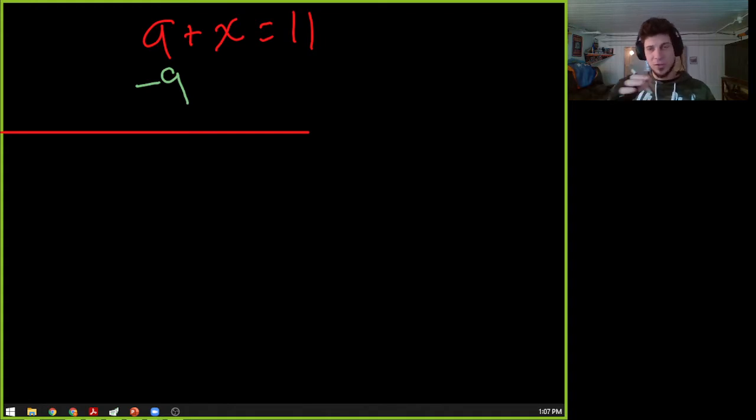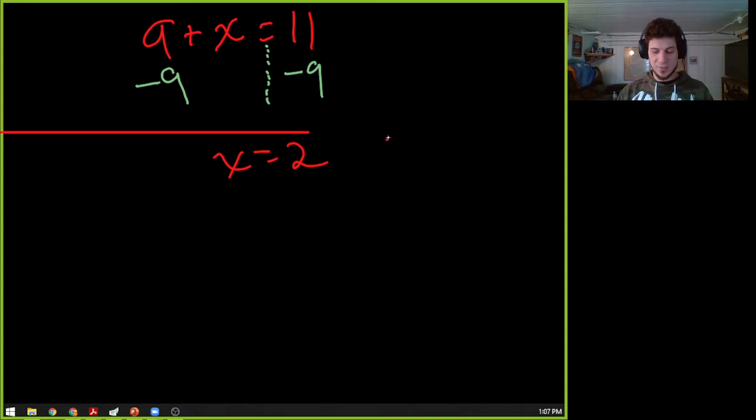But in order to keep my equation balanced, I have to do the same thing to the right side of the equals. So I'm going to draw a dotted line here so you can see what I'm talking about. That side of the equation there. So once we do that, 9 minus 9 is 0. So we are left with x equals 11 minus 9, which is 2. And that's exactly what we said earlier. We know that 9 plus 2 equals 11.